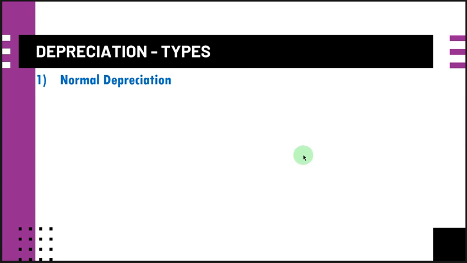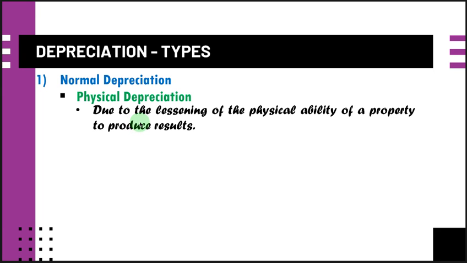And we have now these types of depreciation. First, we have now this normal depreciation, and under this normal depreciation, we have now this physical depreciation. So, by definition, this physical depreciation is due to the lessening of the physical ability of a property to produce results. So, we can say that this is related also now to the efficiency of the machine.